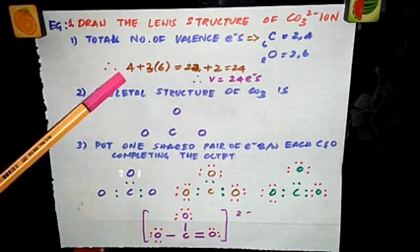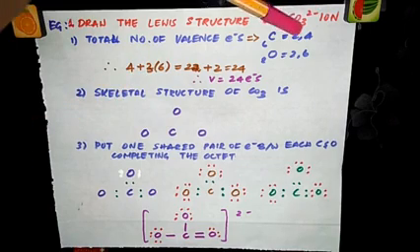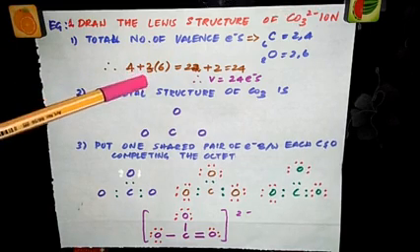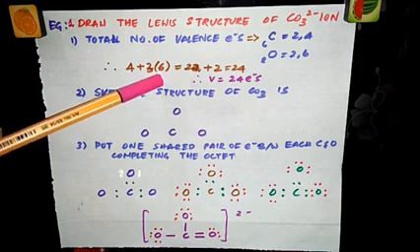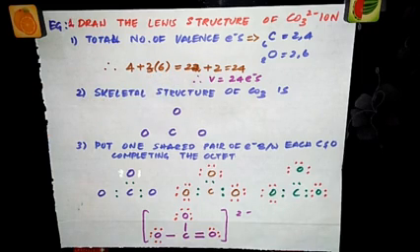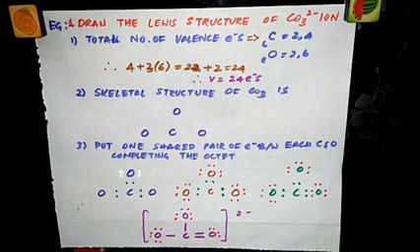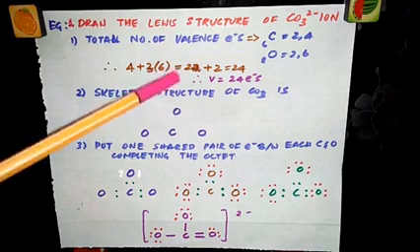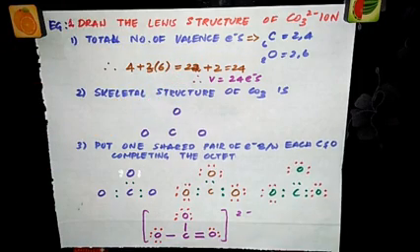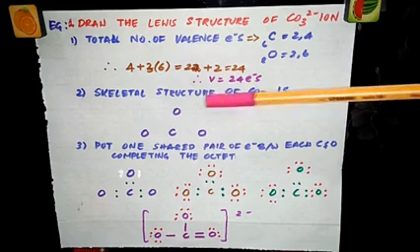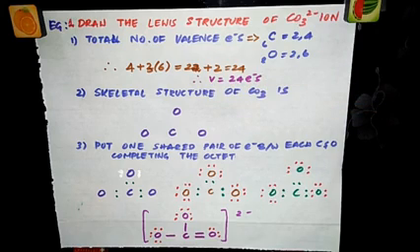This 4 is for carbon; there are 4 valence electrons in carbon. So 4 plus 3 oxygens into 6 valence electrons gives you a total of 22. So there are 22 valence electrons in this given species. As I told you, this species is an anion because you have the charge 2-. In the case of an anion, you have to add that charge to the valence electrons. So 22 plus 2, because you have 2- here, will give you 24.